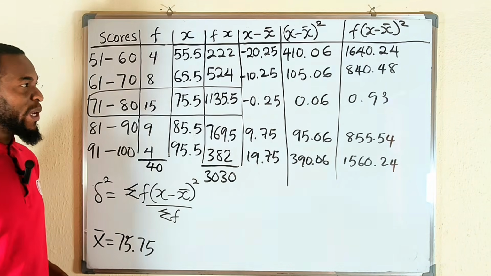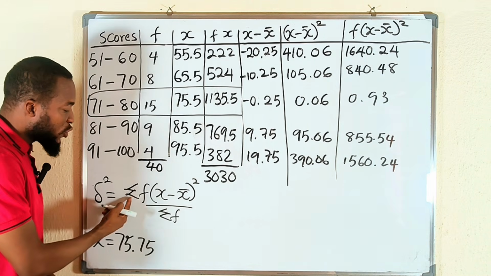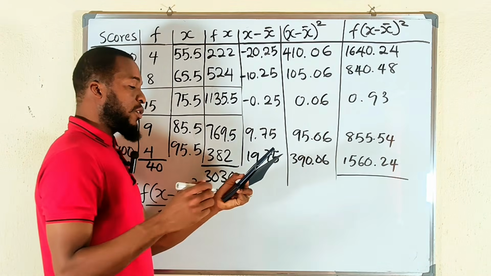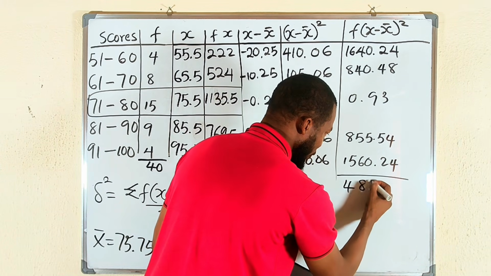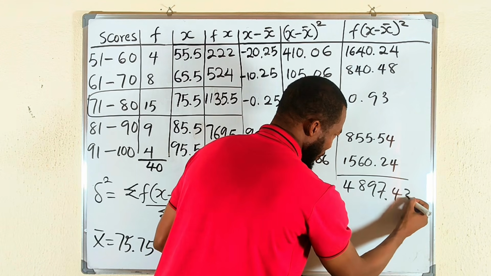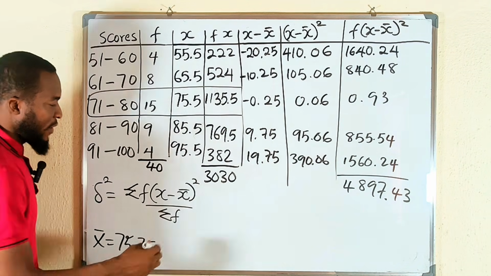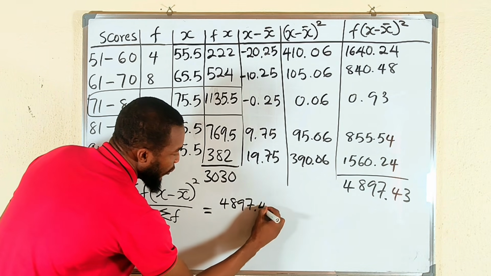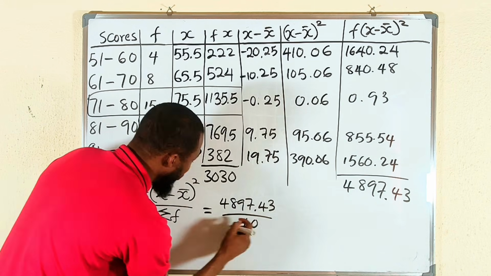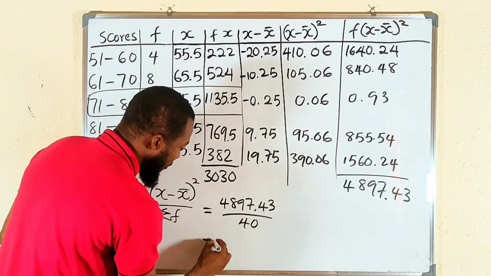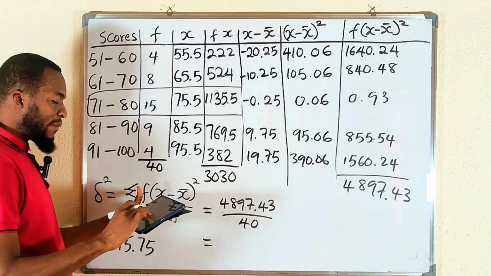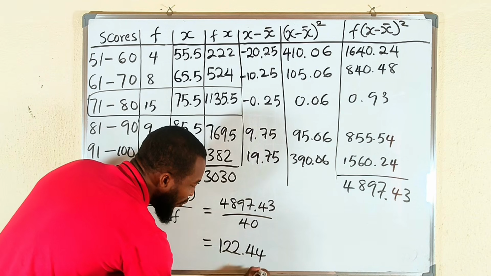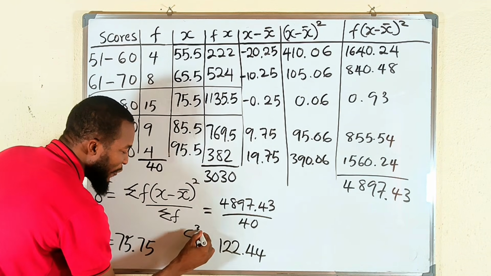So I have filled the remaining numbers. So you can see that we have summation of this. So you're going to add all of this together. And if you add this, you're going to get 4,897.43 in 2 decimal places. So the whole of this is now equal to 4,897.43 divided by what? 40, which is the summation of f. And if you simplify this, this is going to give us what? I have it here already. This is 122.44 in 2 decimal places. So this is your variance.